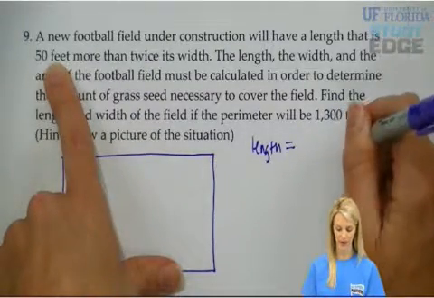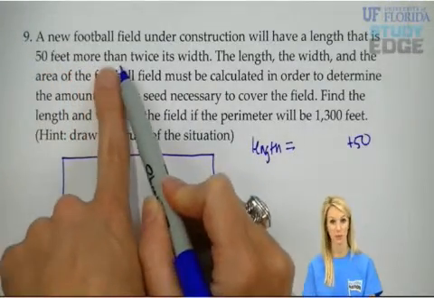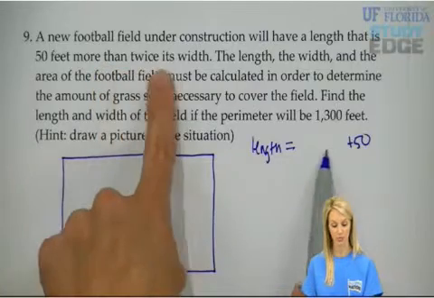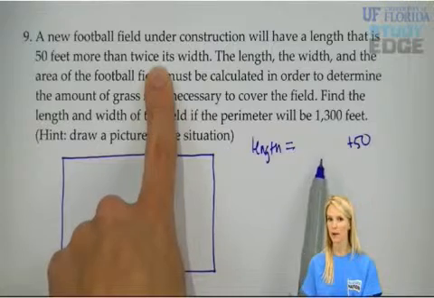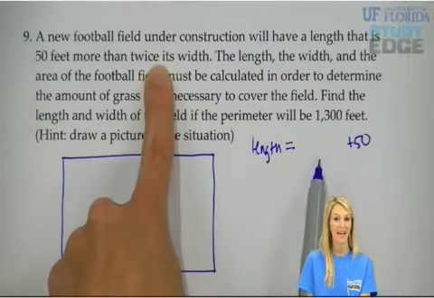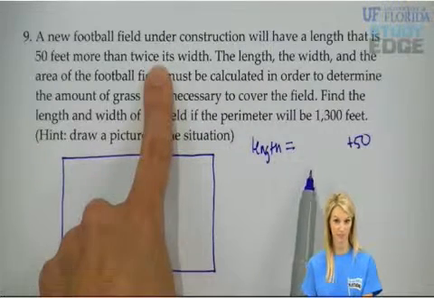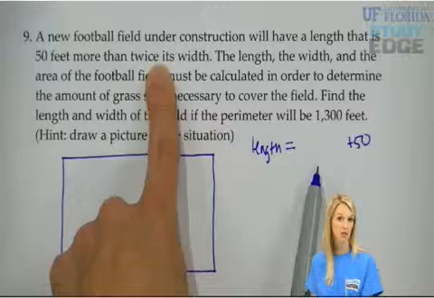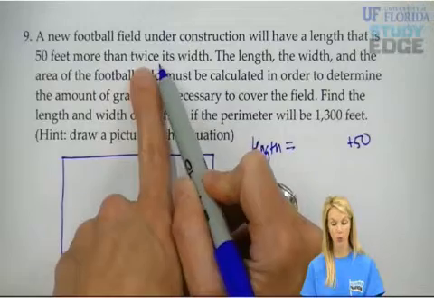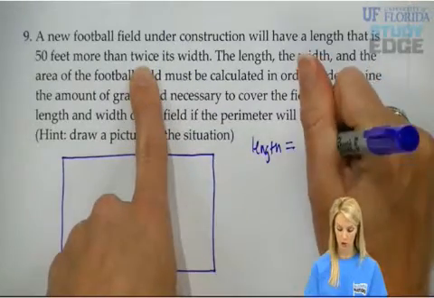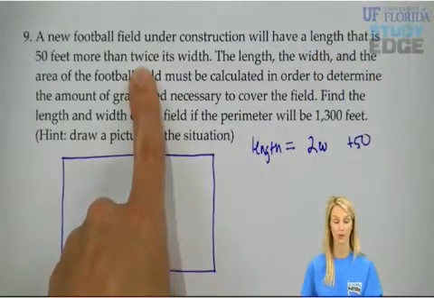So we're adding 50. Well, what are we adding 50 to? It's 50 feet more than what? 50 feet more than twice the width. Twice the width. Twice means what? If I have $10 and you have twice as much as I have, how much do you have? You have 2 times that amount. You'd have $20. So more than twice its width would be 2 times the width. Well, what's the width? We don't know. Let's call it W. W is our width.